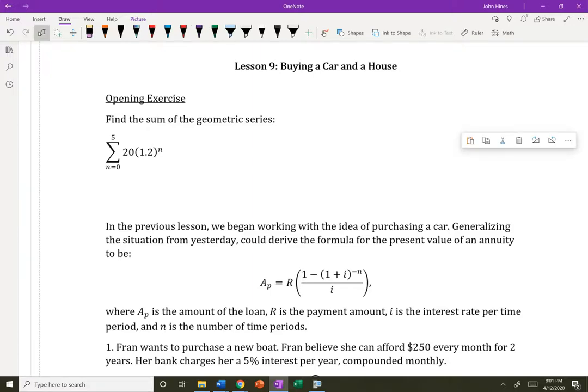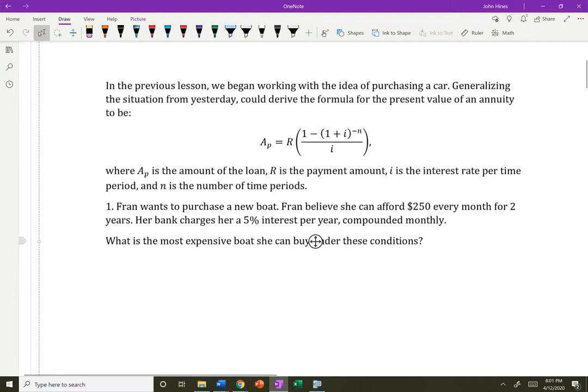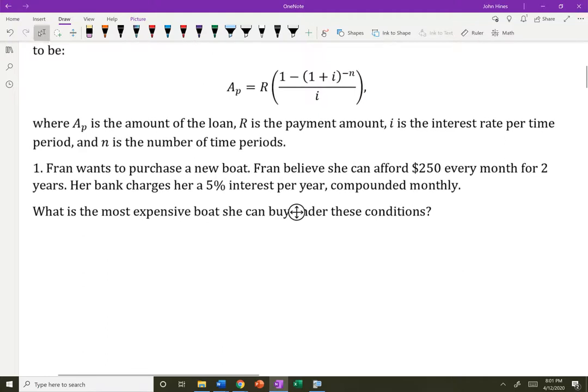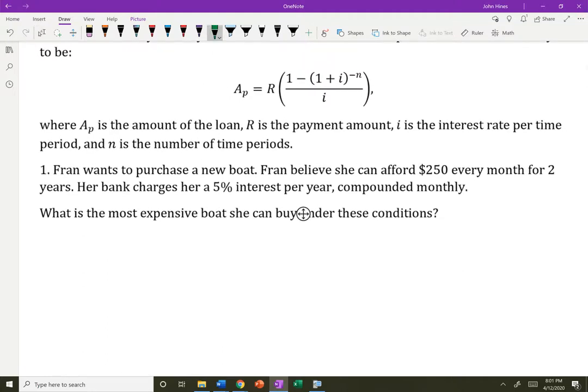Hi, everybody. Welcome to lesson 9, in which we're going to fulfill the American dream and buy a car and a house and all that good stuff. So, we're going to skip the opening exercise just for time. This formula we're going to use comes from the geometric series formula. This is not the geometric series formula. It's derived from it and it involves compounding interest, but that's okay. We're just going to play with it and plug numbers in.